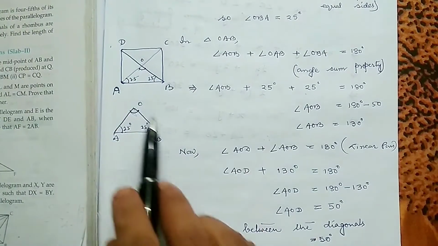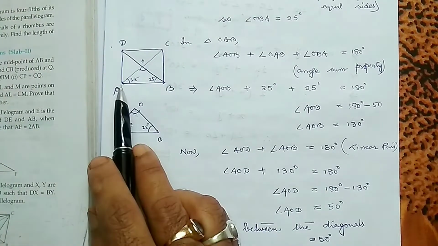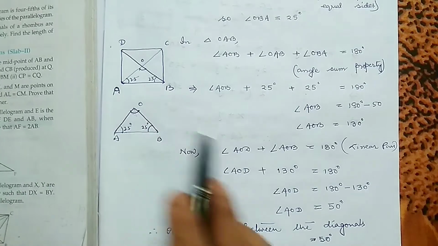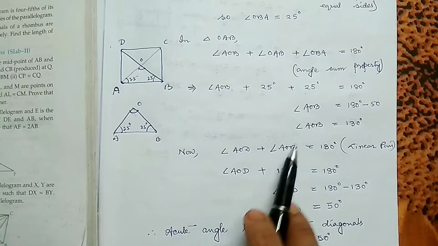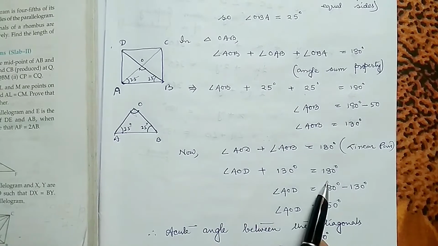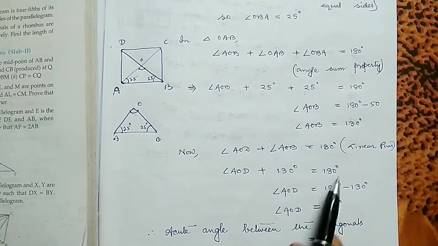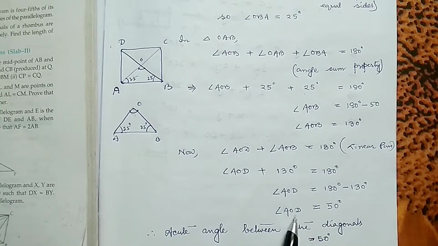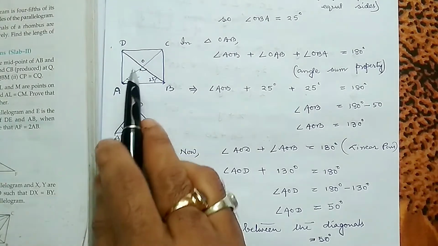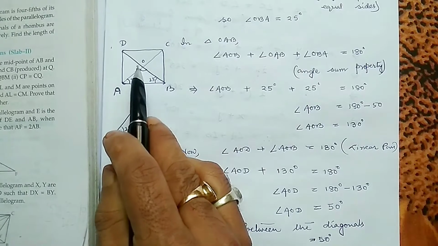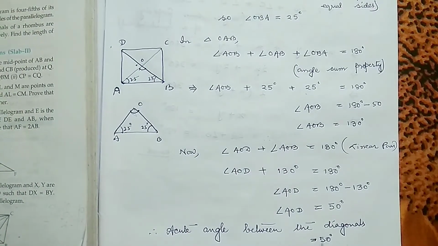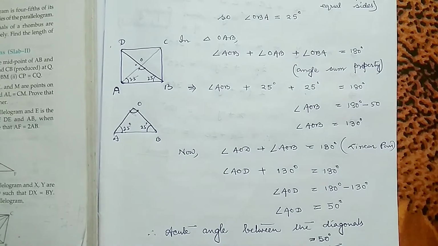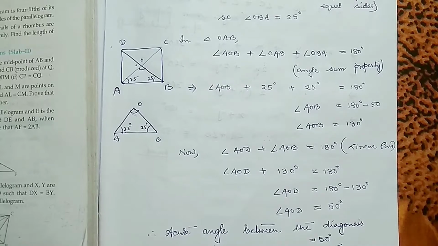So now angle AOD plus AOB, the sum of these two will be 180. So AOD I don't know, and AOB we already got as 130, so the sum is 180. So angle AOD equals 180 minus 130. That means angle AOD equals 50. This angle we got 50. And we have to find the acute angle. Therefore, the acute angle between the diagonals is 50 degrees. And I think all of you know that an acute angle means an angle with measure less than 90.